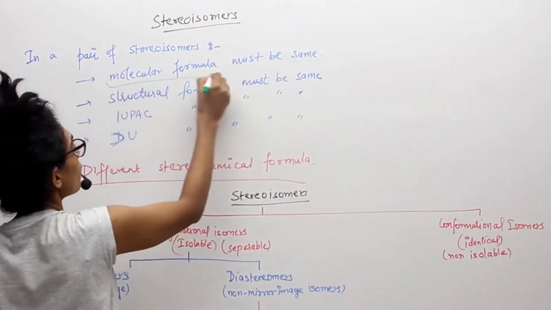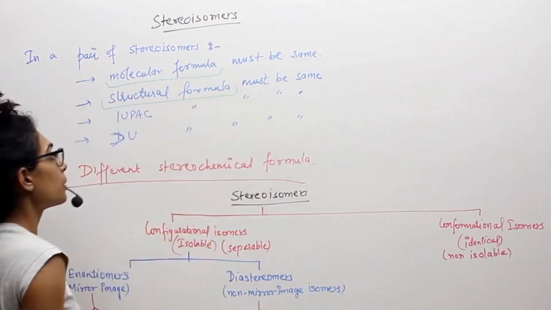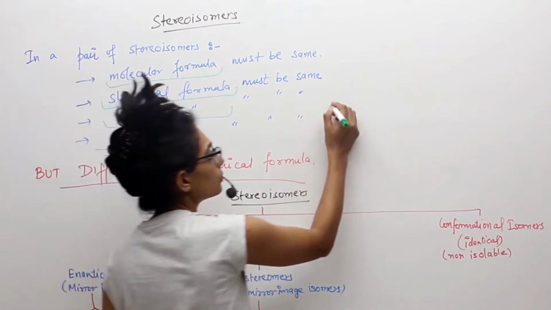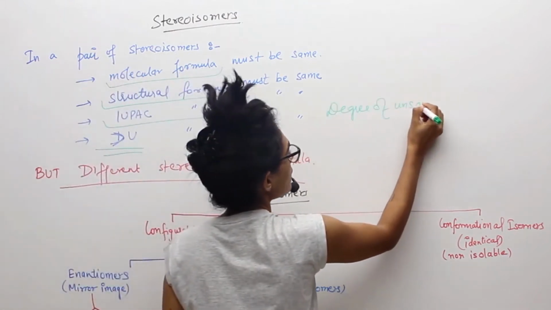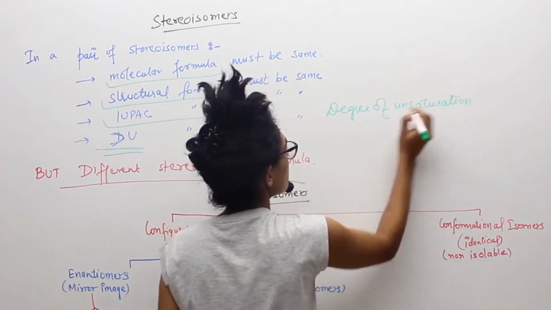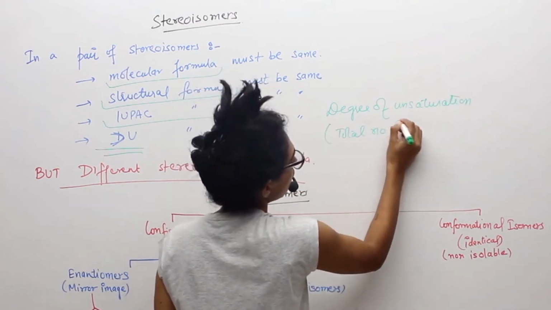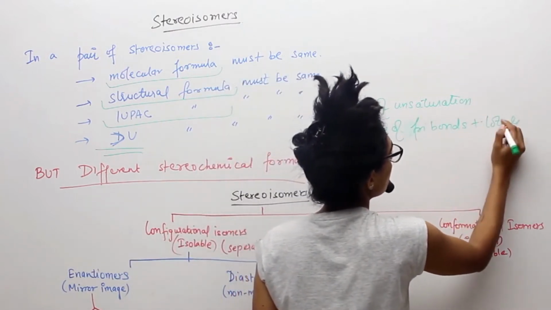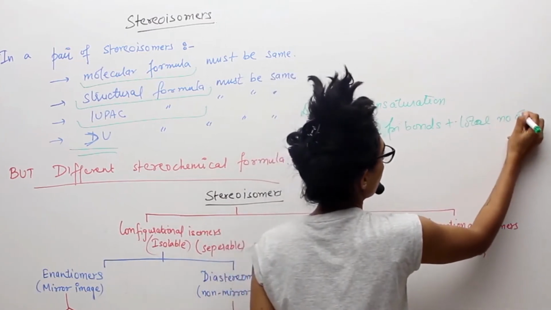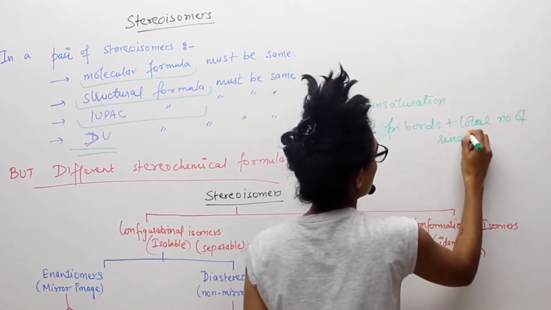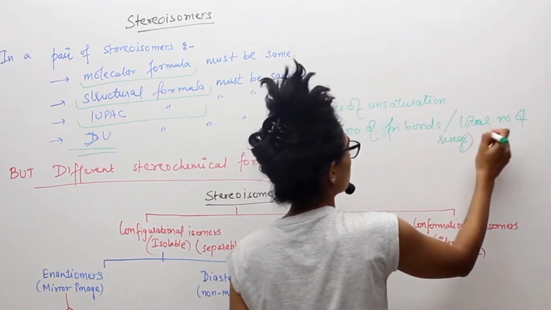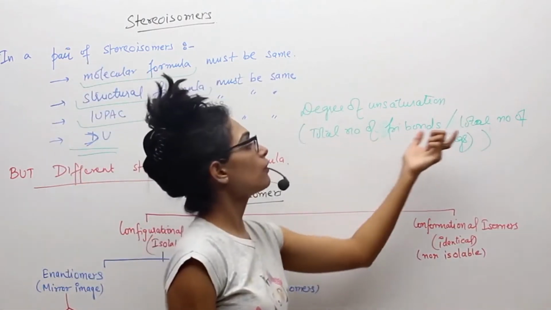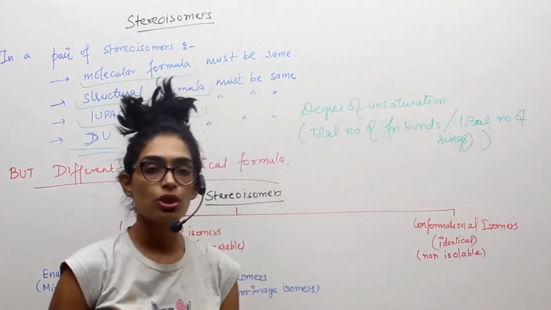Your molecular formula will remain the same, your structural formula will also remain the same, your IUPAC name of the isomers will remain the same, and the fourth is degree of unsaturation. So what does degree of unsaturation mean? Degree of unsaturation means the total number of pi bonds plus the total number of rings in a molecule. Whatever the number of pi bonds in a molecule will still remain the same. If there are rings in the molecule, that will still remain the same. So degree of unsaturation is not going to change.